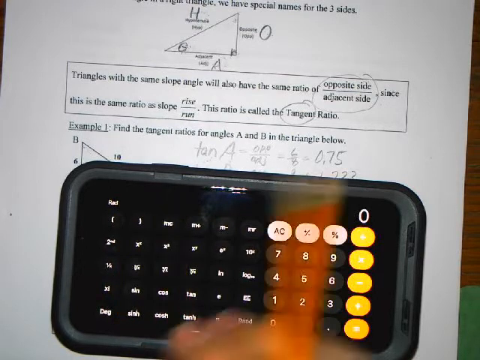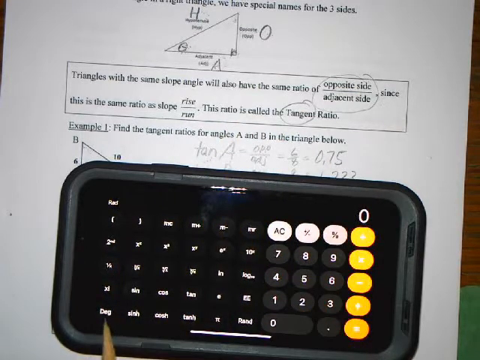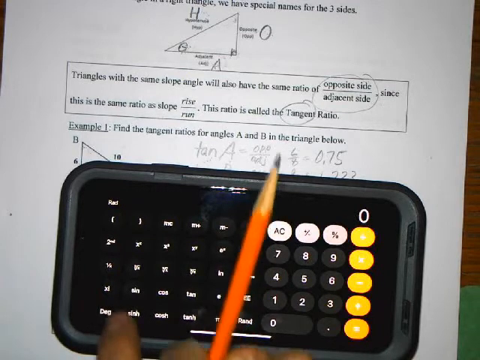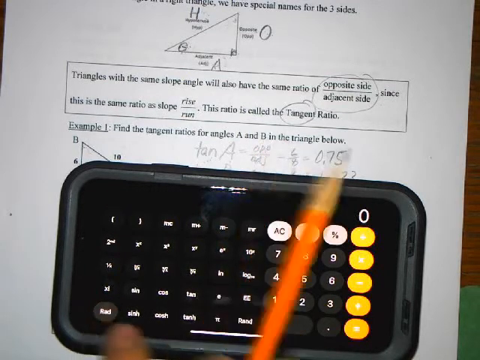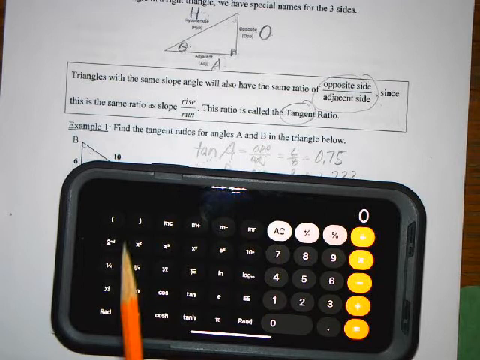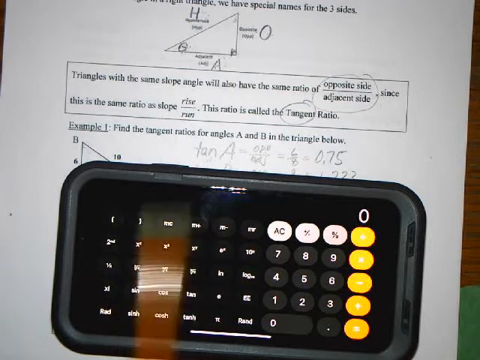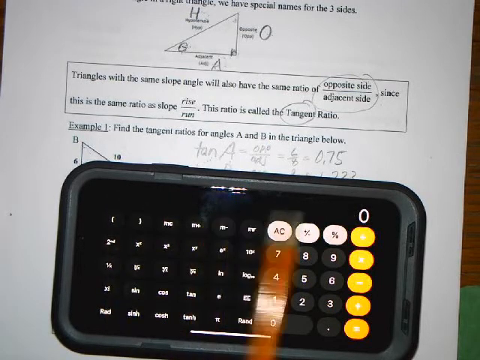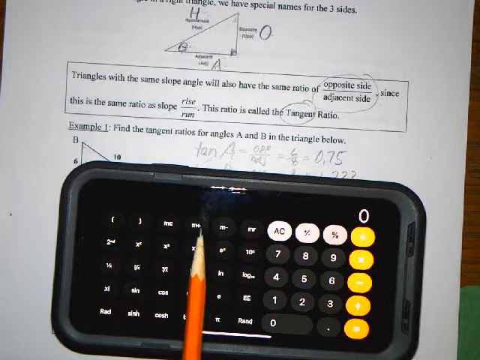Okay, now if I press it again, you can see that button change to DEG for degrees, so it toggles back and forth. You want to make sure you're on degrees. Mine doesn't show DEG or D up here, but most calculators will have that. So it's very important to use that.